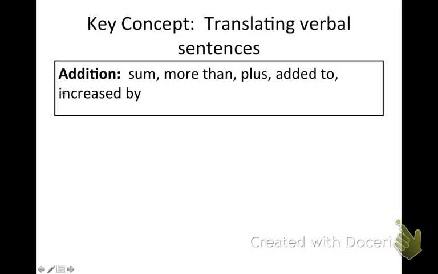Alright, so let's go ahead and quickly get these jotted down. See if I missed increase by and more than. So for addition, keep in mind some of the words that you may see in a word problem for you to know that, hey, I'm supposed to start adding something. The obvious one we have is sum. Usually they don't just say add. More than, plus, added to, increased by.